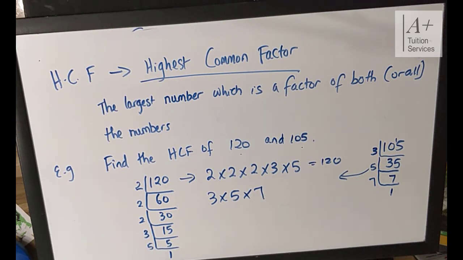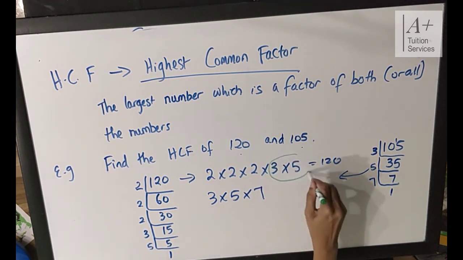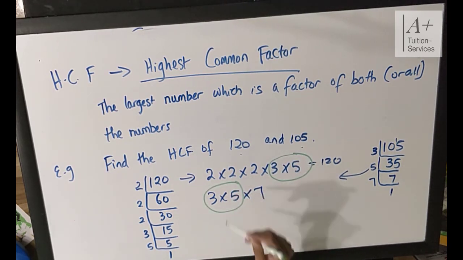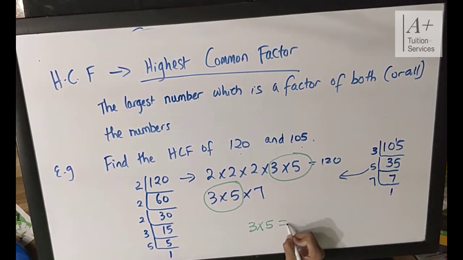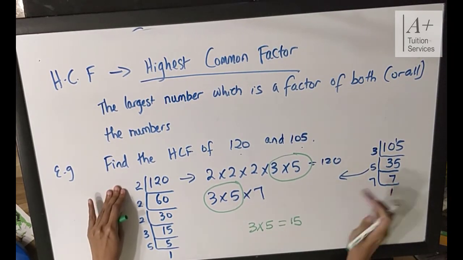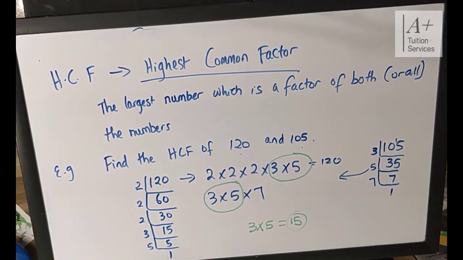So what are the common factors between these? It's easy to see: 3 and 5. Good? 3 and 5. So 3 multiplied by 5 is equal to 15. So the highest common factor between 120 and 105 is 15. Okay? And this is what we need to look for: the numbers that are similar, and then multiply them to get the common factor. That's the highest common factor.